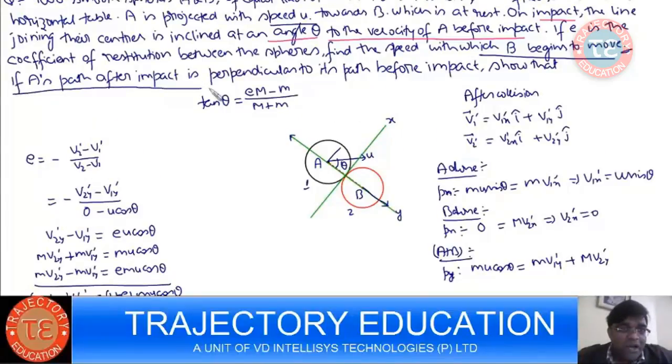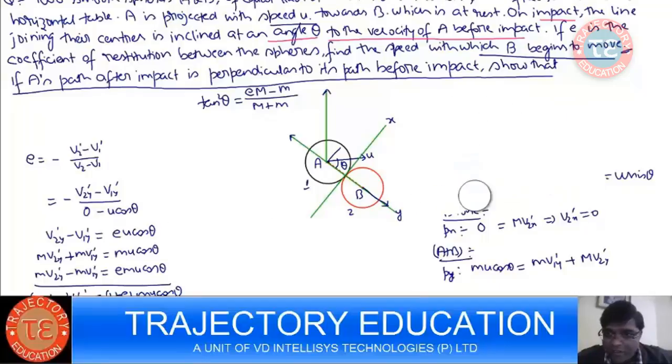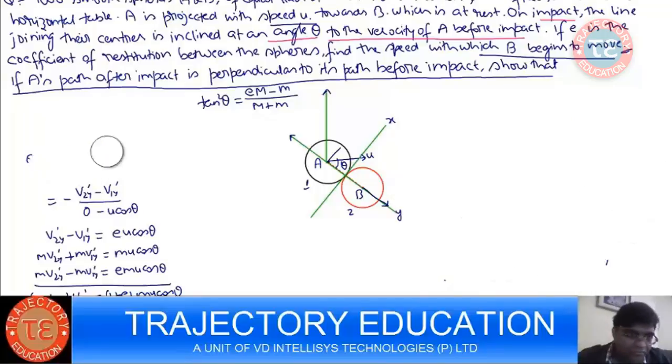Okay, now it says A's path after impact is perpendicular to its path before impact. Okay, A's path after impact is perpendicular to its path before impact, means A is going to move in this direction, is it not? This is A. A is going to move in this direction. So let's suppose A moves with a velocity. So I got the direction of velocity of both A and B. I can also solve in the same thing, I can do some manipulation, but it will be tough for you to understand. Let me solve it for this problem.